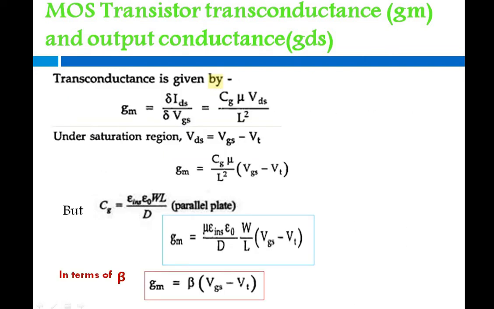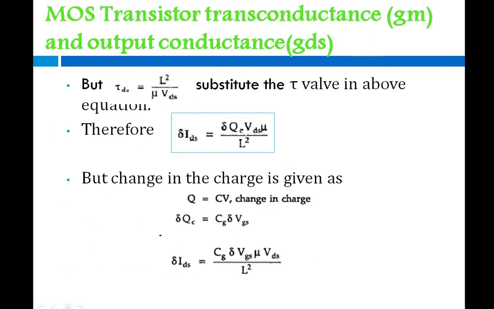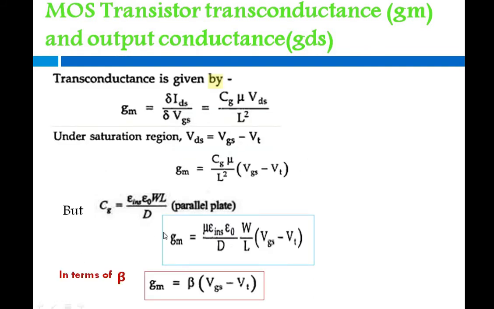Now for the transconductance, substitute this IDS value. What is transconductance? As we have said, it is the relationship between your output current IDS and the input voltage VGS. IDS we have obtained here: CG delta VGS mu VDS divided by L square, divided by delta VGS. We cancel delta VGS and delta VGS. So the equation you will get for transconductance is gm equals CG mu VDS divided by L square. This is the equation for your transconductance.